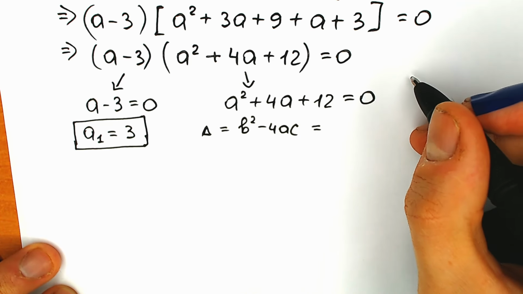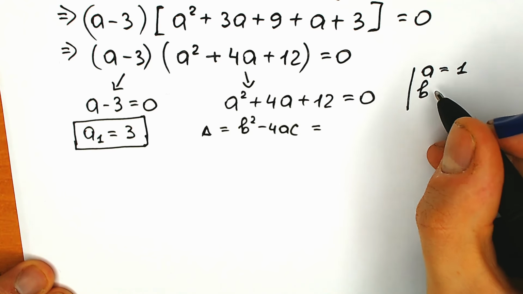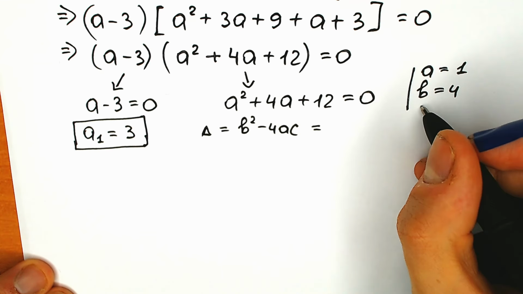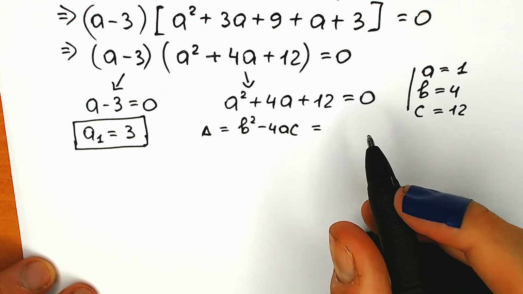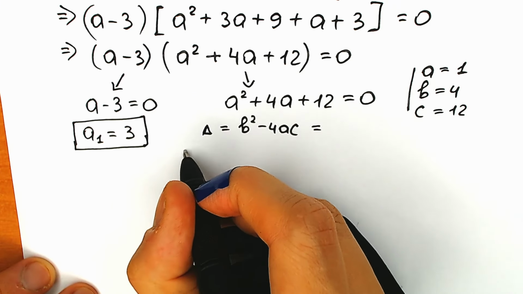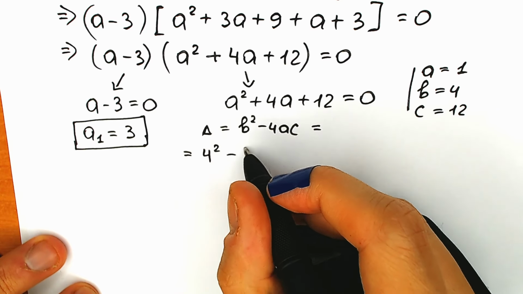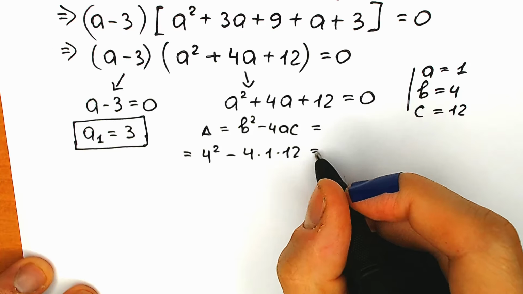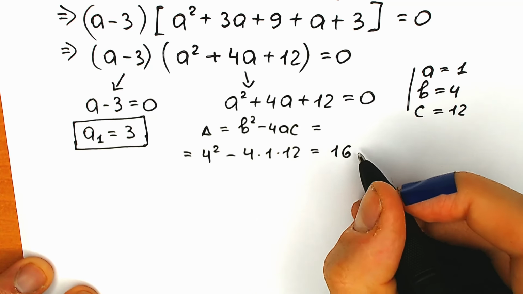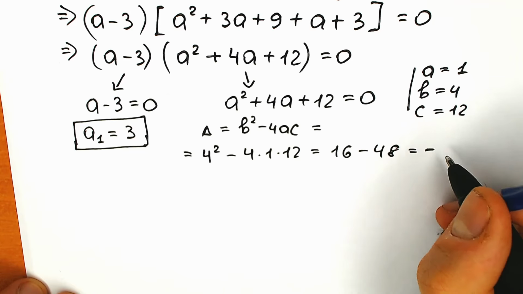Okay, let's plug in everything. We know everything from here because a equal to 1, b equal to 4 and c equal to 12. So right now let's plug in. We know these coefficients. So b squared, so 4 squared minus 4 times a times c, 4 times 1 times 12. As a result the discriminant equal to 16 minus 48. And this is equal to minus 32.